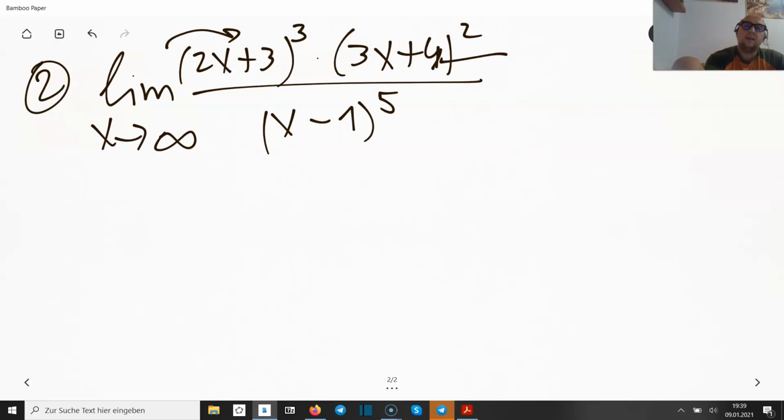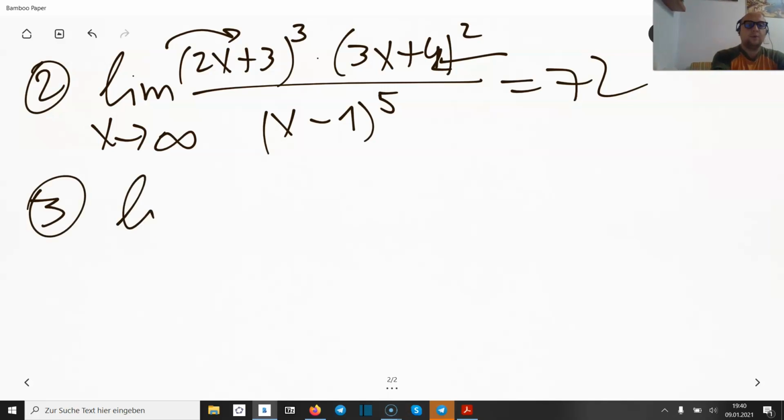This one is behaving as 9x squared. So my numerator is 8x cubed times 9x squared. It's approximately 72x to the power of 5, right, on the long run. The denominator is just x to the power of 5. All the other powers are unimportant since x is running towards infinity. So this is straightforward 72, right?